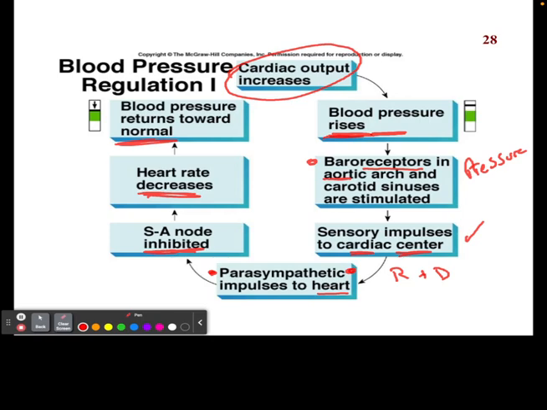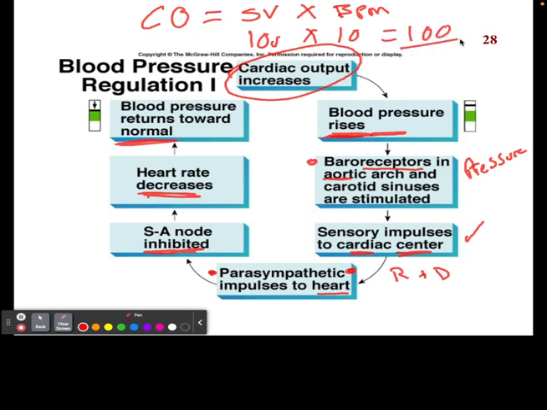And if you're still unsure why, here's the calculation that we need to do at the beginning. So what is cardiac output? Cardiac output is stroke volume, which is the volume, times beats per minute. So in this case, if our stroke volume, again, I made up a number, 10 units, and we're going to have 10 beats per minute, right? So 10 times 10 equals 100, right? So units per minute, right? So that's our general example.